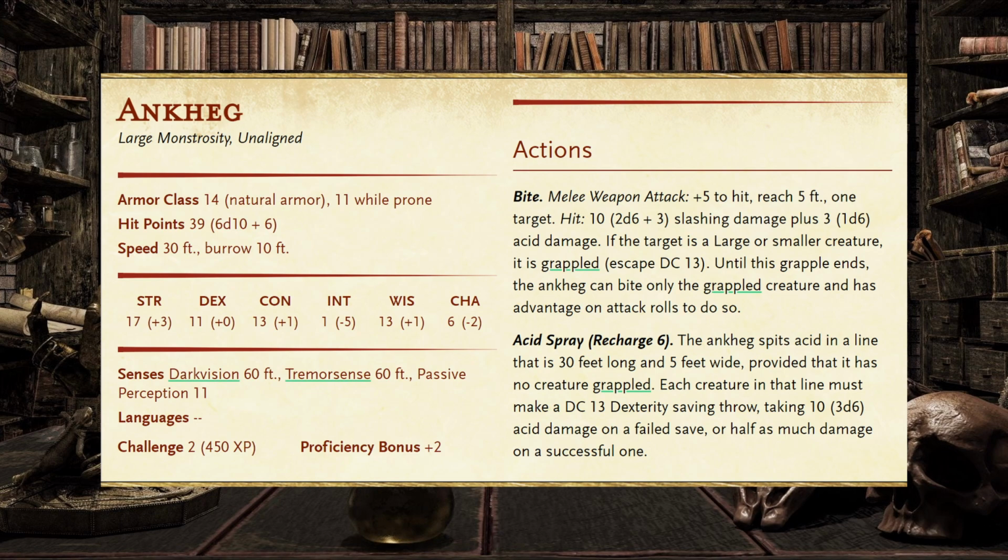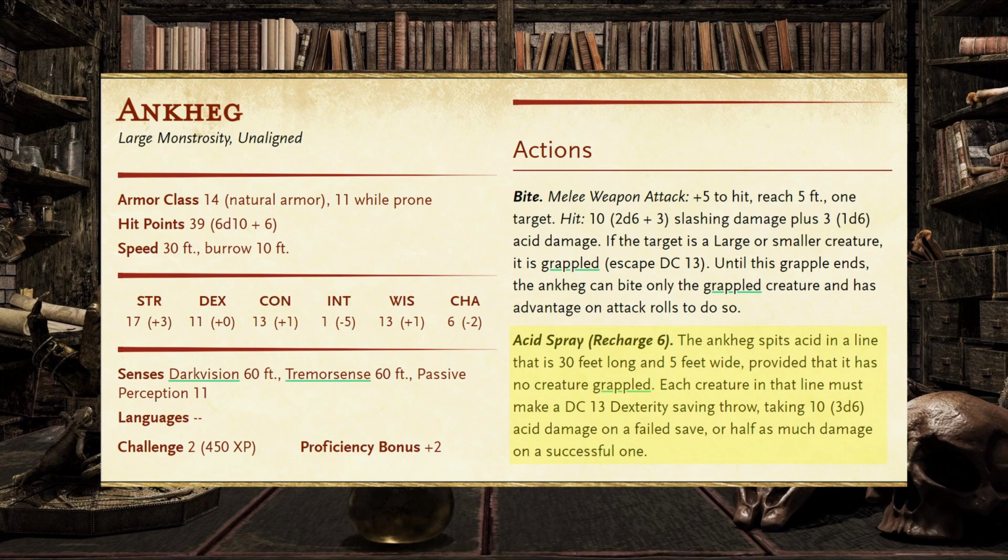Given that it's an ambush creature, Ankhegs would always want to start combat with a surprise round, though that's largely up to the perceptiveness of the adventuring party. As stated before, the acid attack can be used once before needing to recharge, and it cannot be used while grappling a foe with its bite attack.